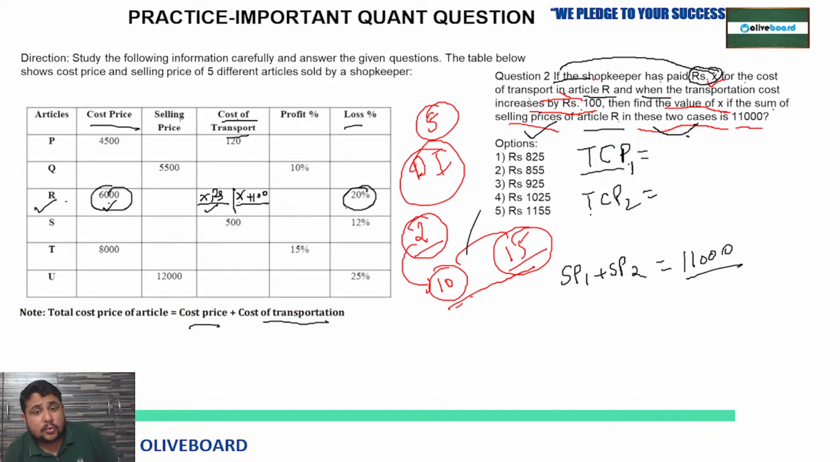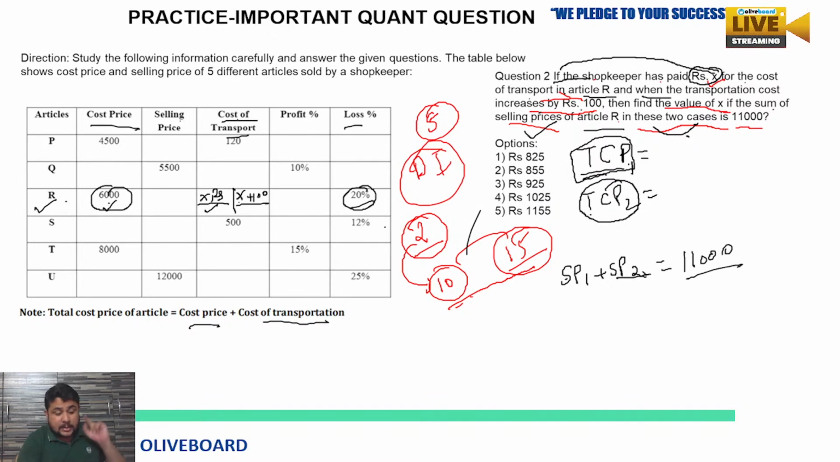But we know that there is a 20% loss. It means SP1 is 80% of total cost price 1, and SP2 is 80% of total cost price 2, because a 20% loss is there. Remember my point. Very good, Vaishali. Excellent work. So here you have to understand that.